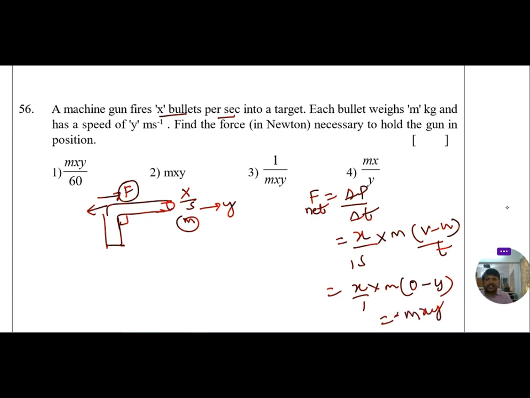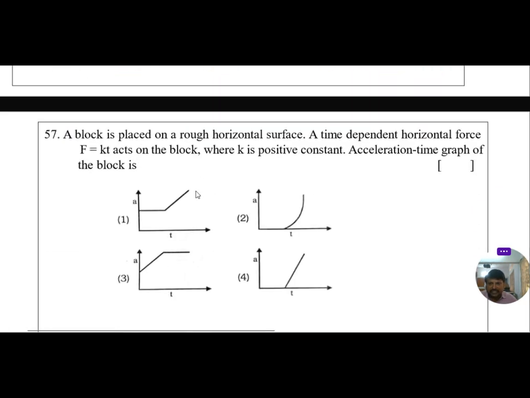That is minus. That means you have to exert the force, that means this force is backward. You have to exert the force in the opposite direction to this. How much is that force? That is equal to the rate of change of momentum of the bullets, that is equal to mxy. Option 2 is the right answer. Let's go to 57th question.